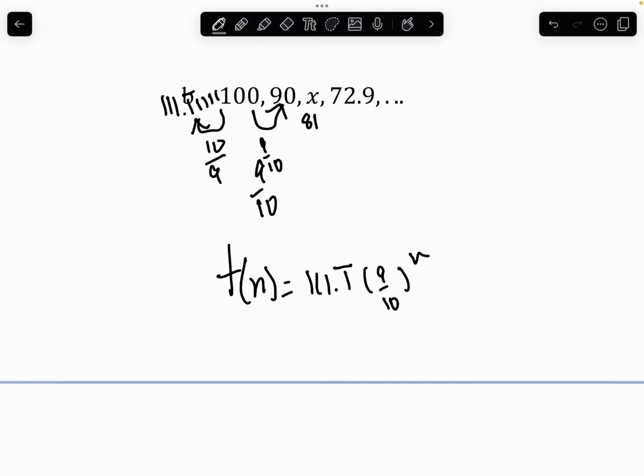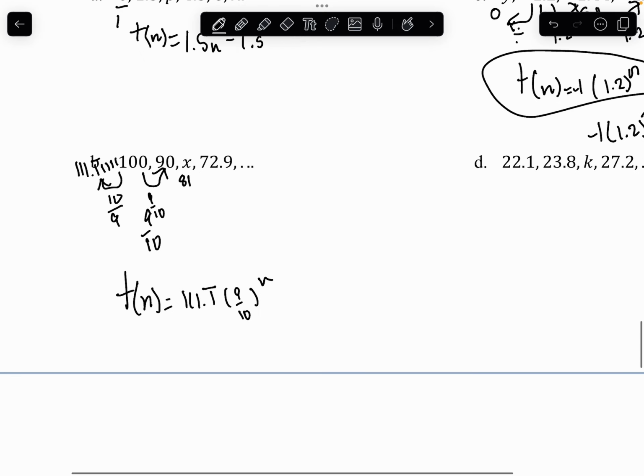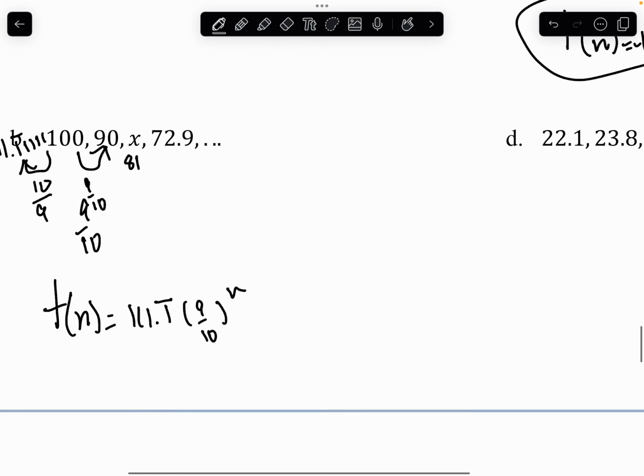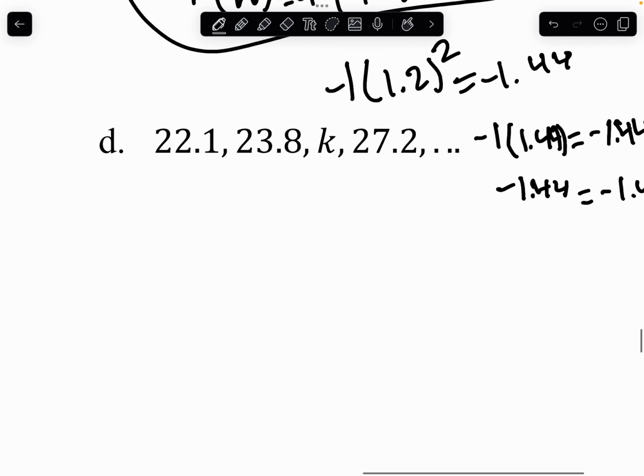Now, I'm not going to plug any of these numbers in because it'll take too long. But if you want to get, this is the first term, this is second term, this is third term, and this is fourth term. Alright, last one.